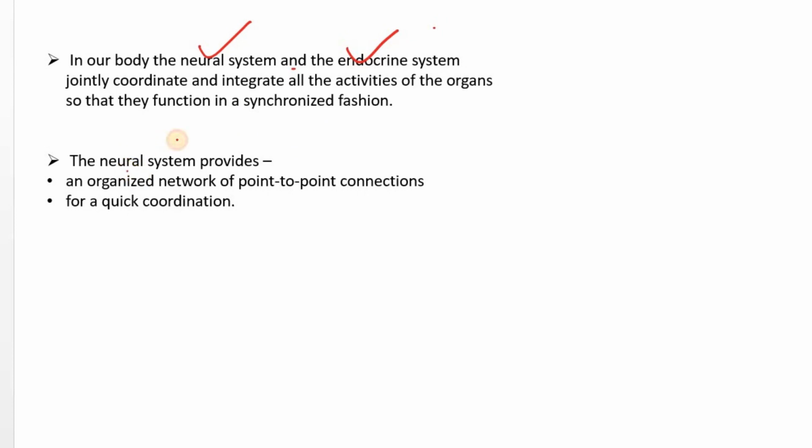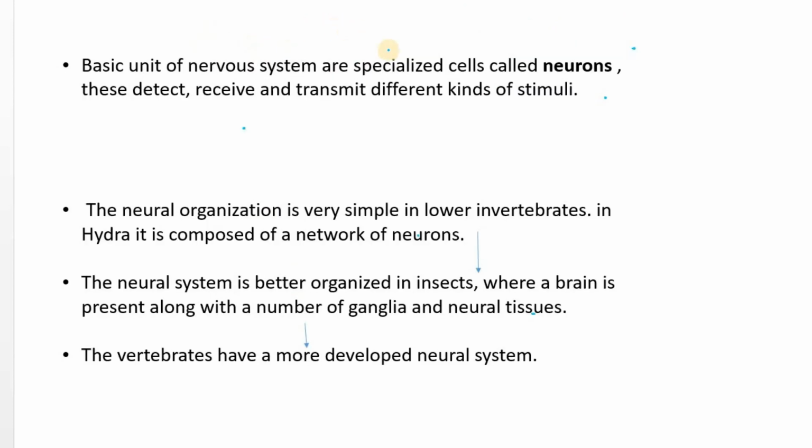हमारा nervous system जो coordination provide करता है, that is a point to point connection and it is a very quick coordination, whereas the coordination provided by our endocrine system is comparatively slower than the nervous system. The basic unit of a nervous system are special cells. These are known as neurons. These neurons detect, receive and transmit the signal or different kinds of stimuli.